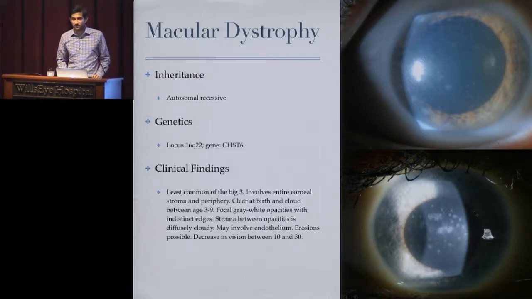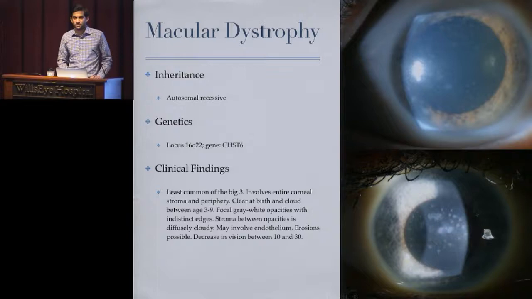I'd say it's the least common of the big three: granular, lattice, macular. This involves the entire cornea, so central and peripheral. Typically, they're clear at birth, but by the time they reach like 10, they've clouded over. You'll see these focal gray-white opacities. The edges aren't as distinct as they are in granular.